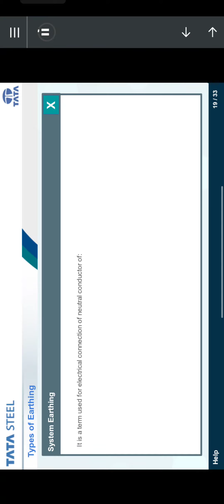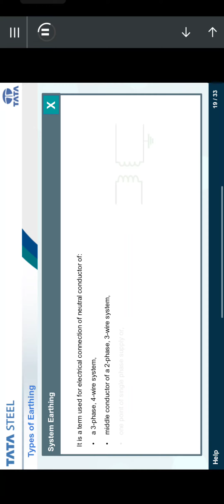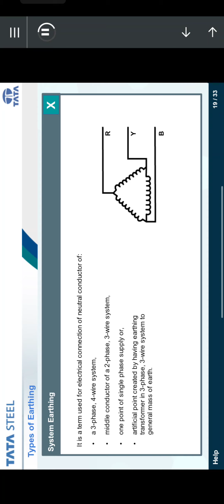System earthing. It is a term used for electrical connection of the neutral conductor of a three-phase 4-wire system, the middle conductor of a 2-phase 3-wire system, one point of single-phase supply, or an artificial point created by having an earthing transformer in a 3-phase 3-wire system, to the general mass of earth.